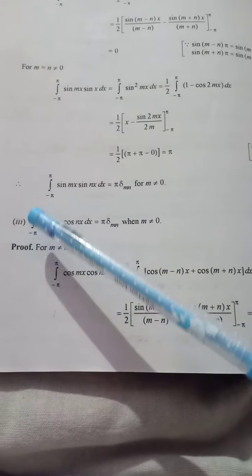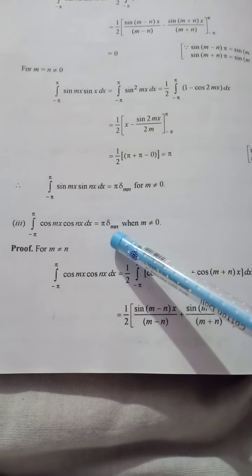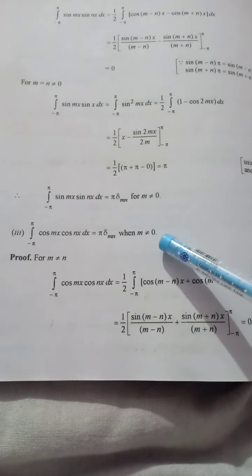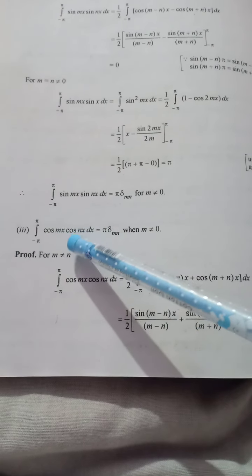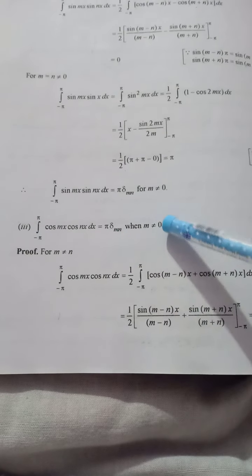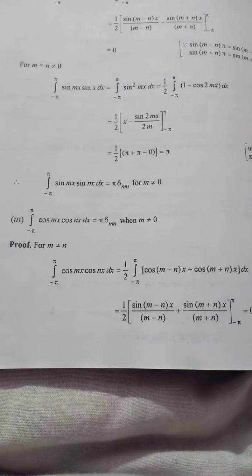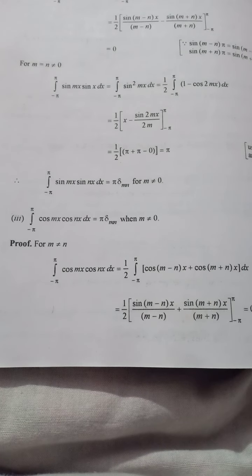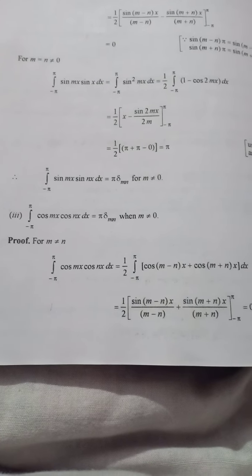The third case is the integral from minus pi to plus pi of cos mx cos nx dx, which is equal to pi delta mn when m not equal to 0. Now, using these three orthogonality equations, we can find the values of the Fourier coefficients.